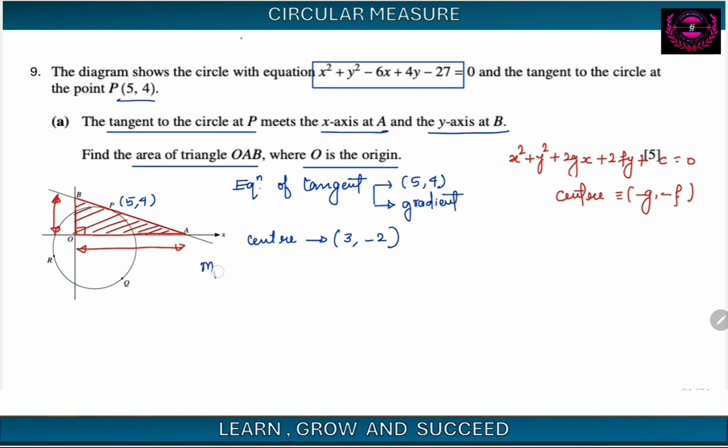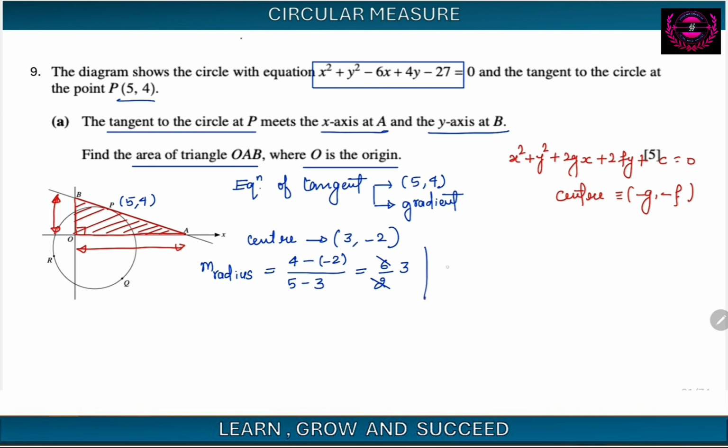Now the gradient of the radius is y2 minus y1 over x2 minus x1. Gradient of the radius is 4 minus (minus 2) divided by 5 minus 3. 6 upon 5 minus 3 is 2. So the gradient of the radius is 3.